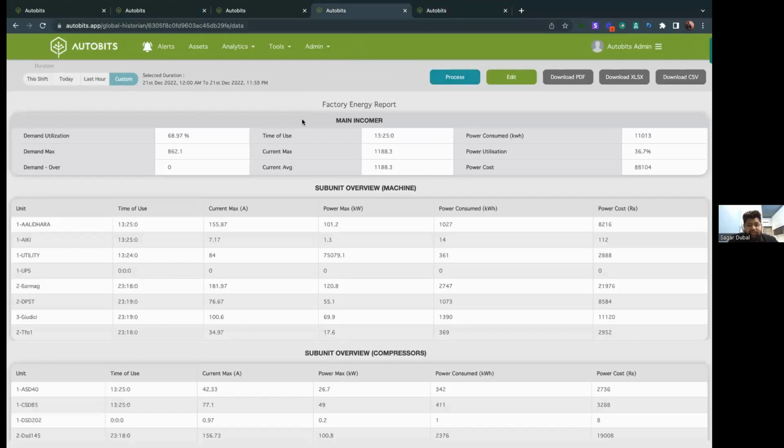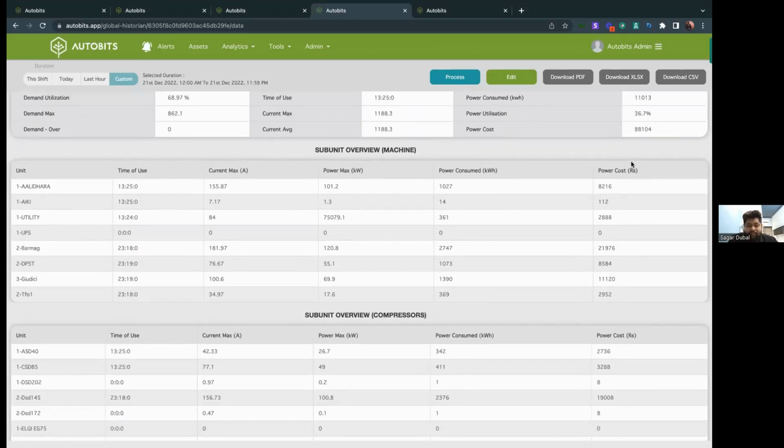So this is the factory energy report of yesterday. The demand utilization was 69%. Time of use was 13 hours. Power consumption was 11,000 units. Maximum demand was 862. If there was any chance in which there was over demand, I'll know how much over demand I consumed. Maximum current, like average current, power utilization was 36%. Power cost was 88,000 rupees.